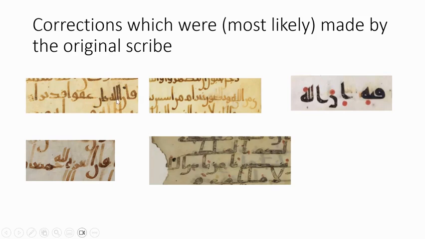Can I just challenge you there a little bit? You're arguing that it's most likely that the corrections are made by the original scribe, but I can see, for example, in the top left example, a different pen, and certainly a very different color used there. So it does look like a different scribe to me. What's the basis for that assertion?